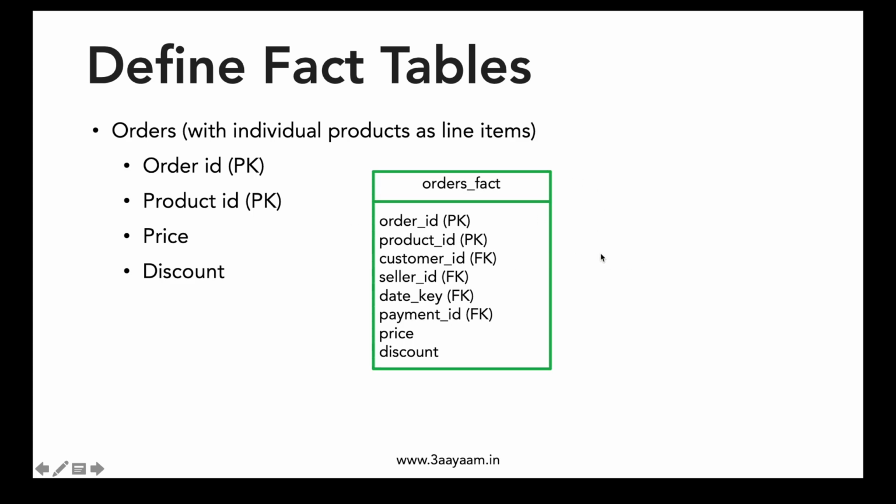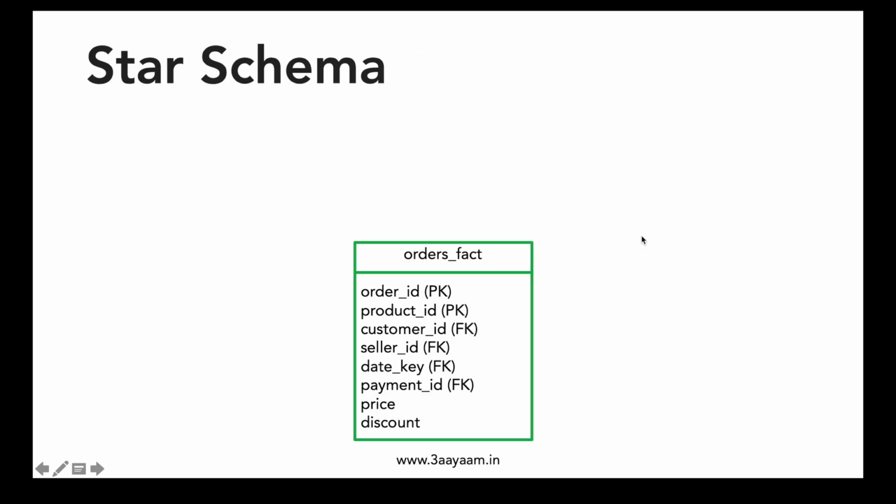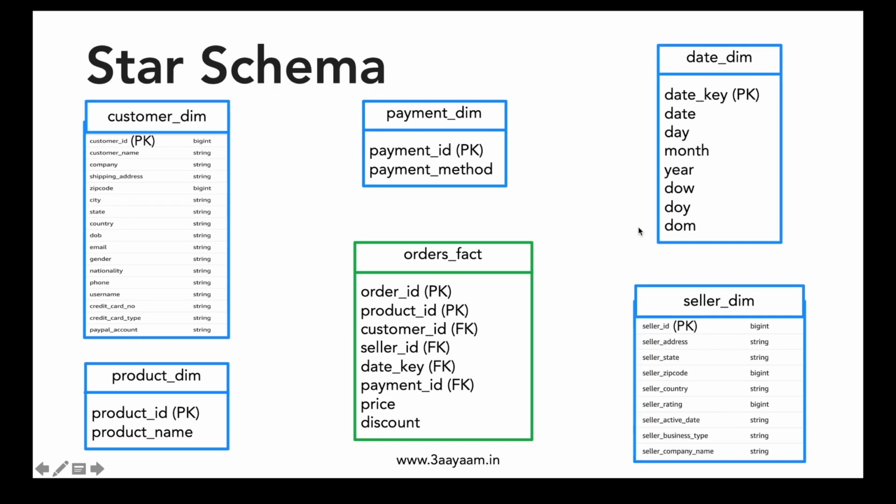So this is how the fact table would be, and as you can see, the name ends with underscore fact, just like underscore DIM. So we have order ID and product ID as primary key. Then we need to have customer ID, seller ID, date key, and payment ID, so that we can do summation or aggregation across all these dimensions. And then we have price and discount. Dimension tables. Let's draw the star schema. So we have the orders table, orders underscore fact, and then you have multiple dimension tables.